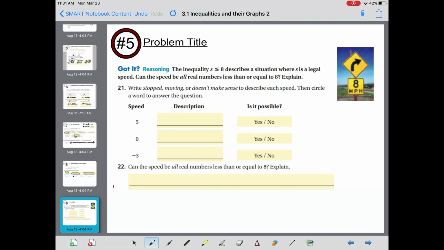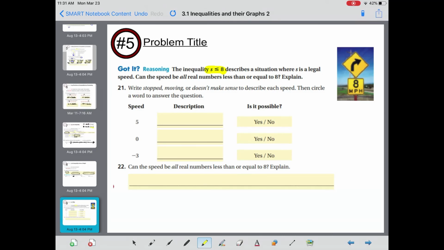Number 5, it's kind of applying a real life scenario here to what we're learning today. The inequality S is less than or equal to 8 describes a situation where S is a legal speed. Can the speed be all real numbers less than or equal to 8? Explain. Write stopped, moving, or doesn't make sense to describe each speed.